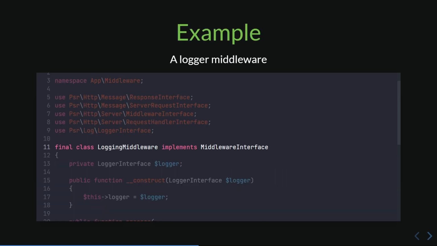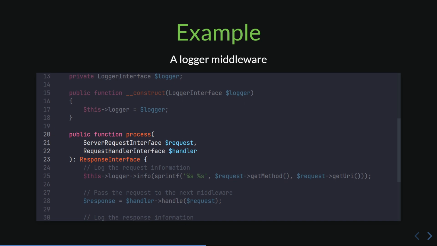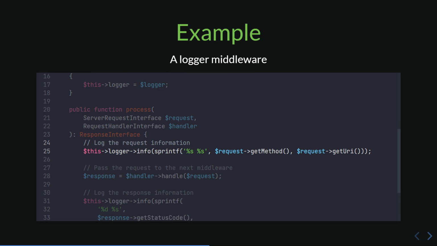For example, let's create a middleware that logs the request and response information. First, the middleware class must implement the middleware interface. For logging purposes, we declare a logger interface that will be injected by the DI container. Next, we are implementing the process method. In this example, we will fetch some information such as the HTTP method and the URL of the request. Then we build a log message and pass it to the logger.